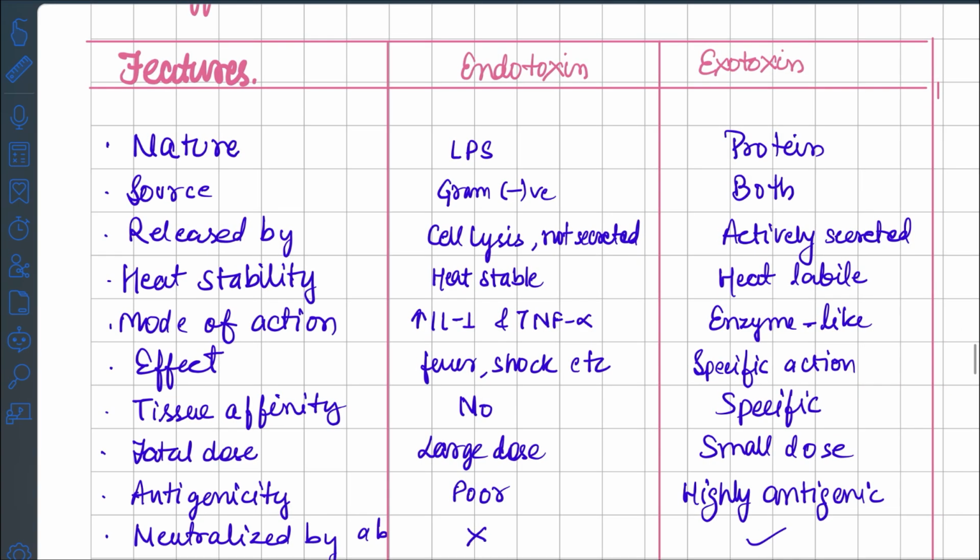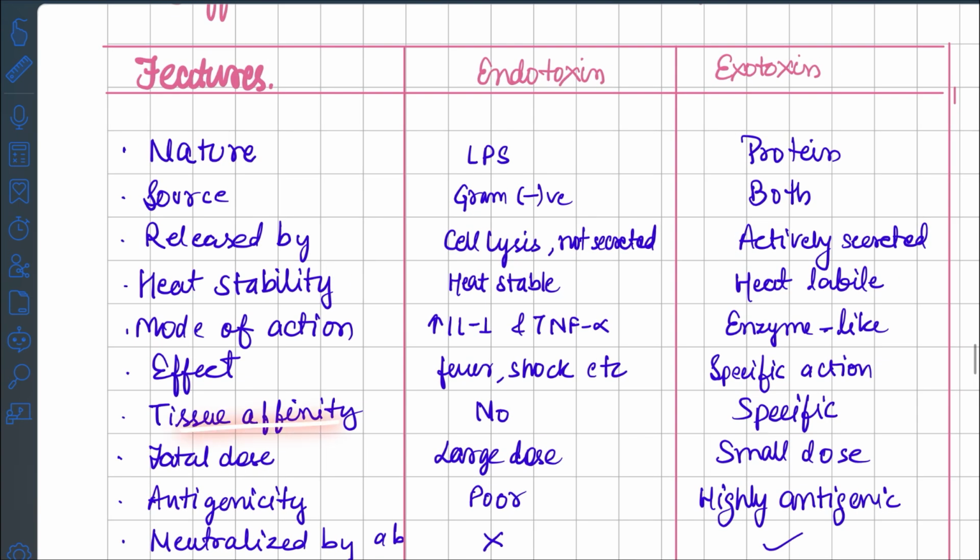Are you getting me? Now, tissue affinity. Endotoxins have no tissue affinity, whereas exotoxins are very specific about that. Fatal dose: endotoxins are fatal in large dose, but exotoxin can be fatal in small dose. The endotoxin antigenicity is very poor, but exotoxins are highly antigenic.